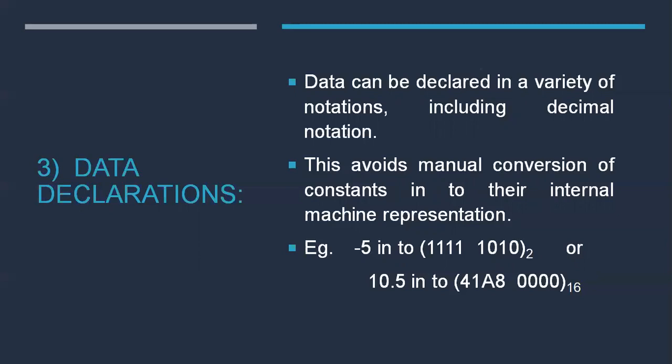Data can be declared in a variety of notations, including decimal notation. This avoids manual conversion of constants into their internal machine representations. For example, -5 into 1111 to the base 2, or 10.5 into 418 4 times 0 to the base 16, that is hexadecimal format. So all these conversions are just eliminated, and automatically assembly language is going to convert these decimal numbers into the required format. So these are the three features we have seen in this lecture.